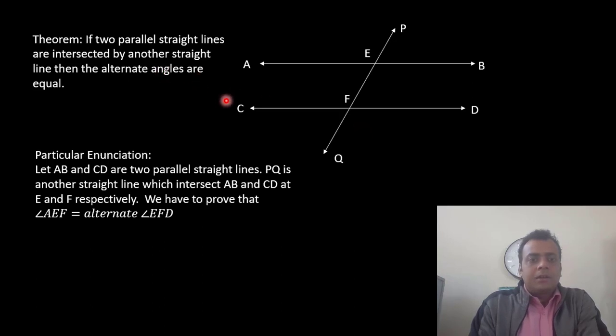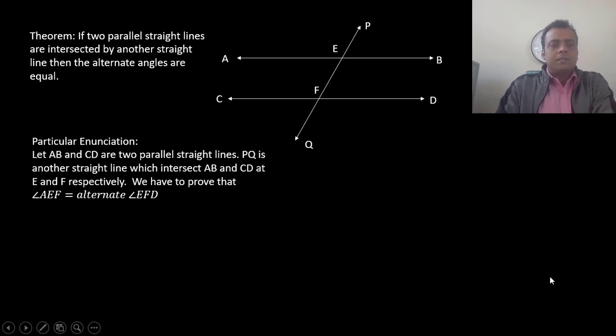And corresponding angles are DFP or DFE and BEP. They are corresponding angles. This angle and this angle are corresponding. This angle and this angle are alternate angles.